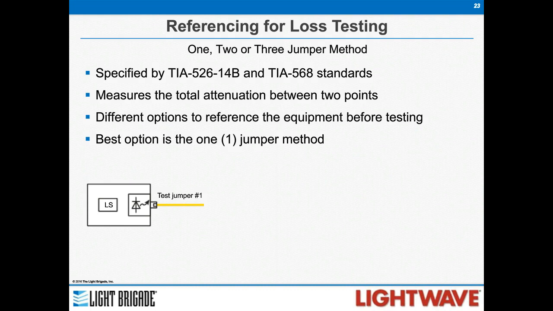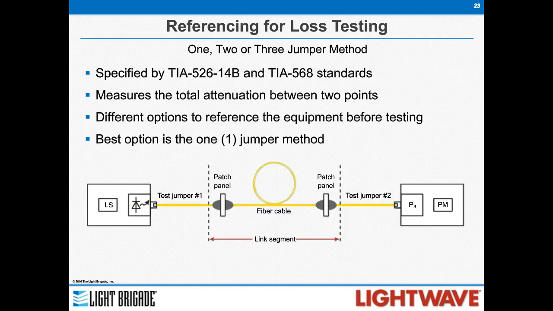So you disconnect it, and on your power meter side, you take a second test reference cord, and you plug it in to your power meter. Now you're ready to test. You plug each of these test reference cords, one into the head end, one into the other end, and now you can do your testing. This gives you the most accurate representation of the loss in that link. It allows you to see that last connector because you haven't referenced it out. So this is the one recommended by all manufacturers and people who do test equipment. Everybody you talk to will tell you the same thing. One jumper method is the most accurate.